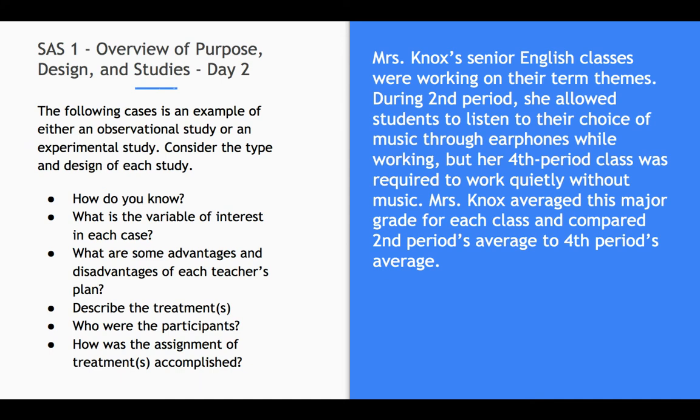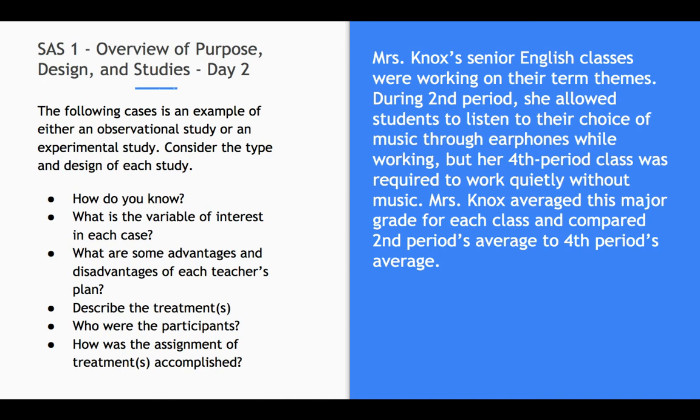Now, which one do you think this is? First of all, what's the variable of interest in this one? The variable of interest is the student's score on their test, or on their essay, their term paper. The advantage is that she only had to play music in one class. That's really all she had to do. But the treatment was the music itself, right?